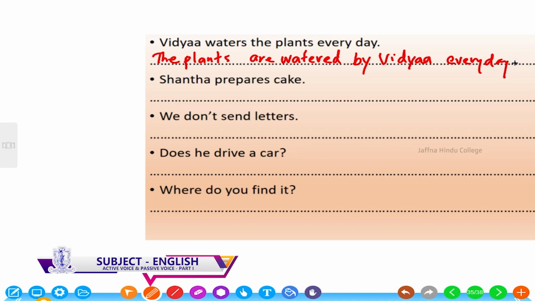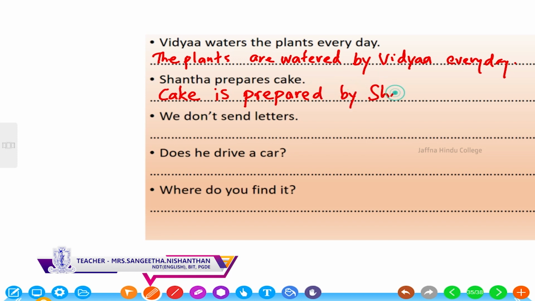The second one, Shanta prepares cake. Who? Shanta. What does she do? Prepare. What does she prepare? The cake. So, the object is cake. Singular and simple present tense. So, the be verb is: cake is, and the past participle of prepare is prepared, by Shanta.